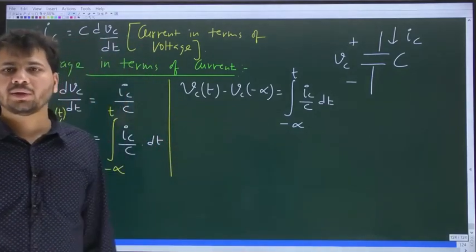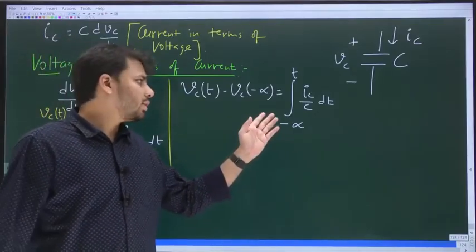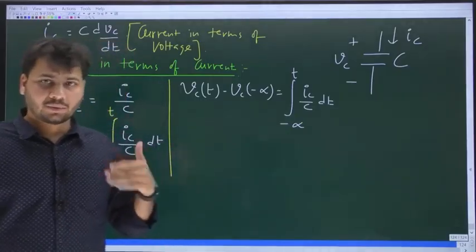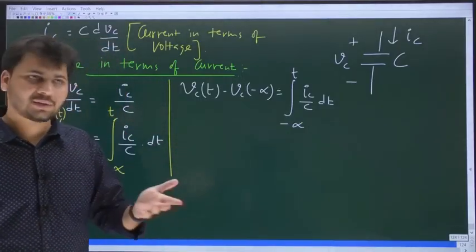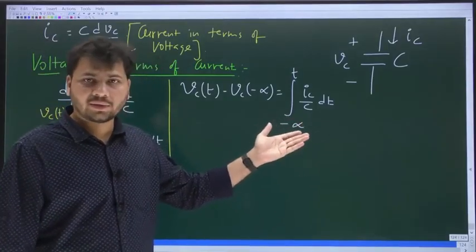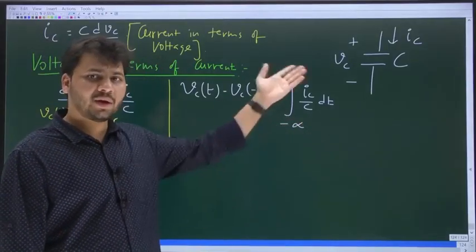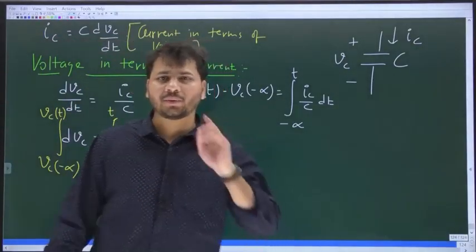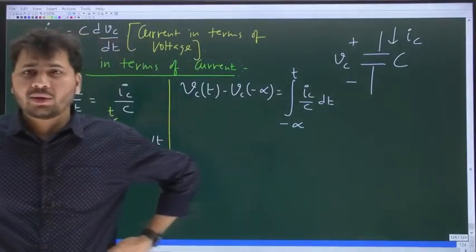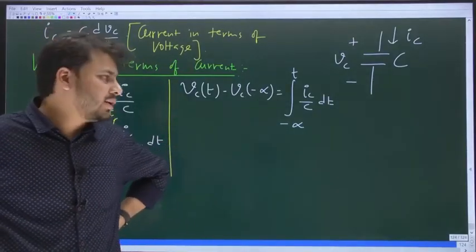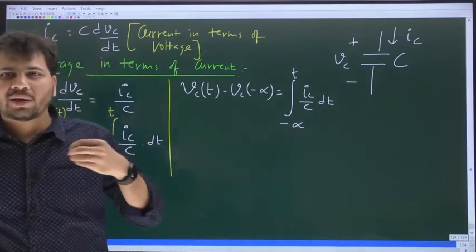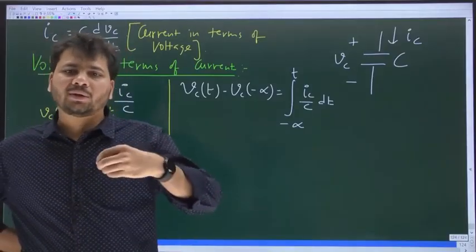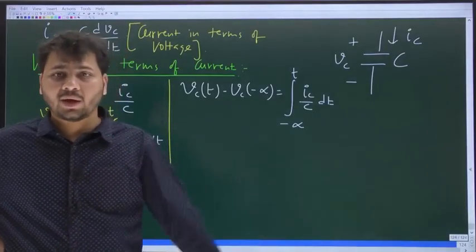Vc of t minus Vc of minus infinity is equal to the integration of Ic divided by C. Ic is the current through the cap divided by the value of the capacitance, and the integration on the right hand side is carried from t equal to minus infinity up to t equal to t. Now what is t equal to minus infinity? It is like the beginning of time, like the beginning of the universe.